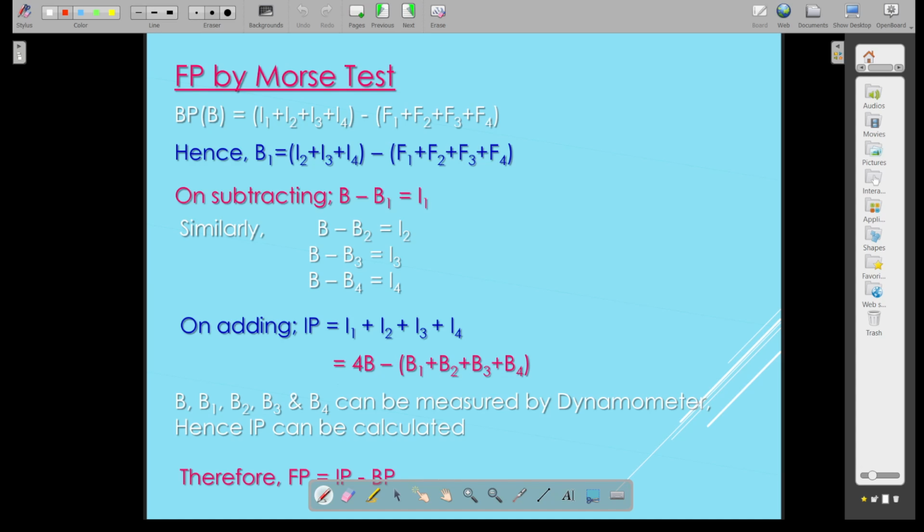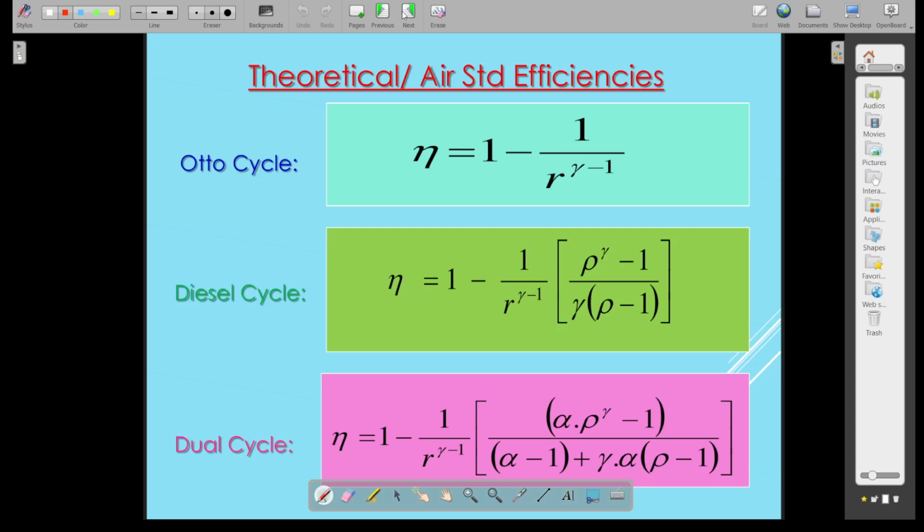So I already told you this one. So we are getting the IP and BP over here. Okay. So these are the standard efficiencies, you should know. For the Otto cycle, the efficiency, for the diesel cycle, for the dual cycle. So these are also called as air standard efficiencies. So air standard efficiency 1 minus 1 upon R to the power gamma minus 1 for Otto cycle. For the diesel cycle, 1 minus 1 upon R to the power gamma minus 1, rho to the power gamma minus 1, gamma rho minus 1. So rho is the cutoff ratio over here.